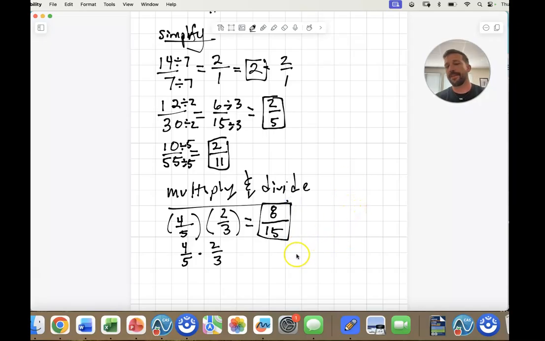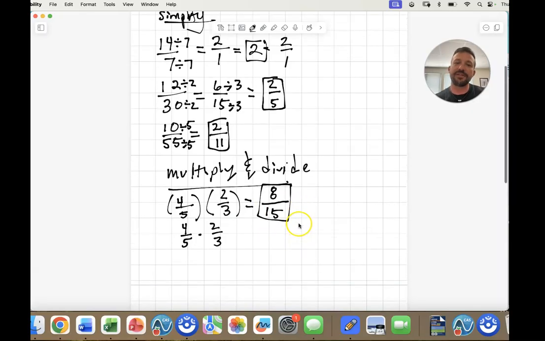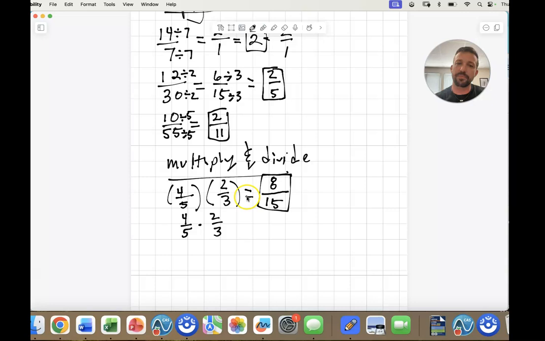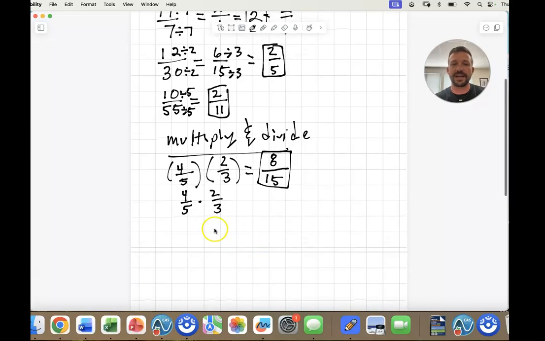Okay? Now, that's how you do multiplying, okay? I'm going to leave it right there for multiplying. I think that's pretty simple. You go straight across, numerator times numerator, denominator times denominator. Okay, now dividing. Here's how you divide. 1 over 6 divided by 3 over 4.